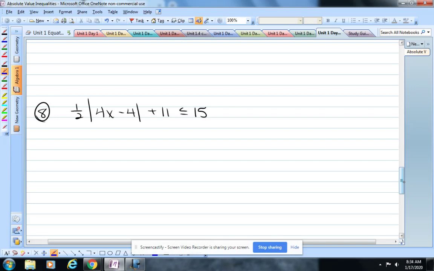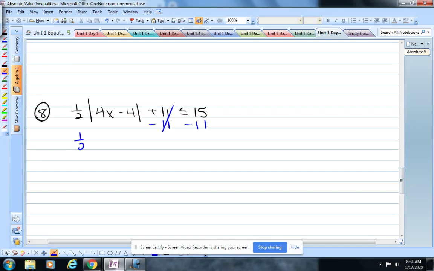All right, I can't tell and or or yet, can I? Nope. Because the bars aren't by themselves. Right? So my first job is to get the absolute value bars by themselves. We've got a few steps to do that, don't we? So what's the first step I need to take to get the bars by themselves? Very good. Subtract 11 on both sides.